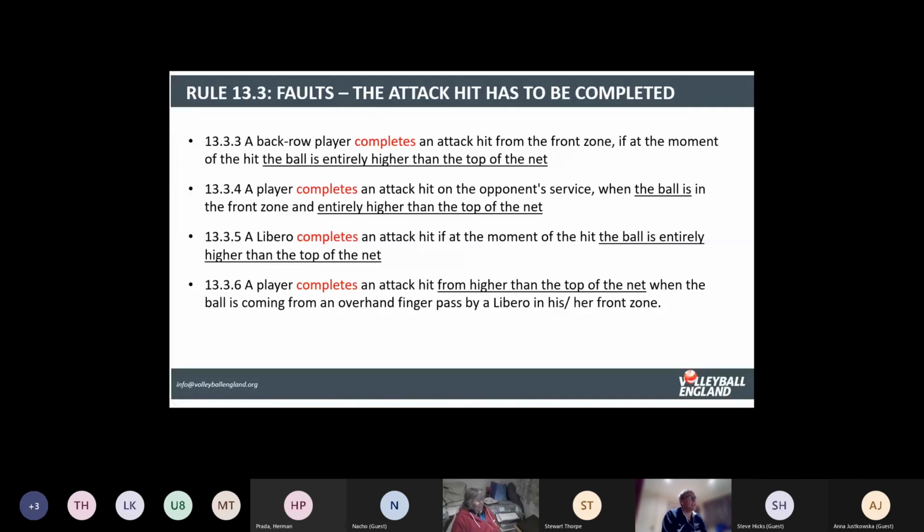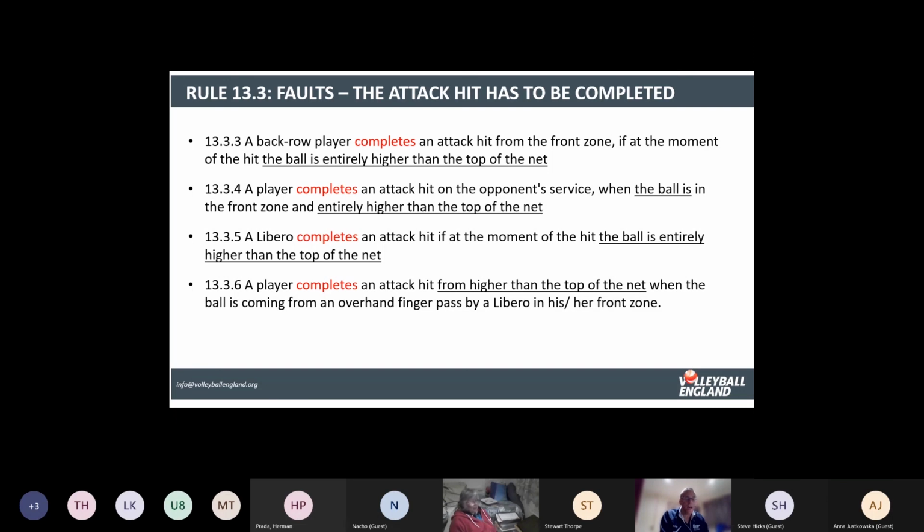So faults, the attack hit has to be completed. Okay, so these are the other 4 faults. A back row player completes an attack hit in the front zone if at the moment of the hit the ball is entirely higher than the top of the net. A player completes an attack hit on the opponent's service when the ball is in the front zone and entirely higher than the top of the net. A libero completes an attack hit if at the moment of the hit the ball is entirely higher than the top of the net. And a player completes an attack hit from higher than the top of the net when the ball is coming from an overhand finger pass by a libero in his or her front zone.